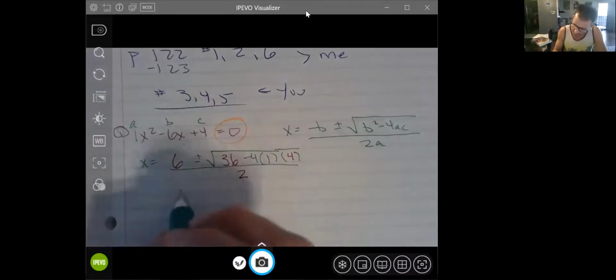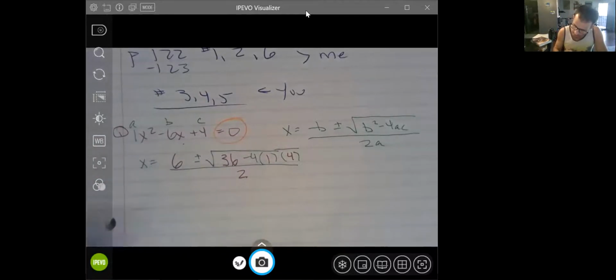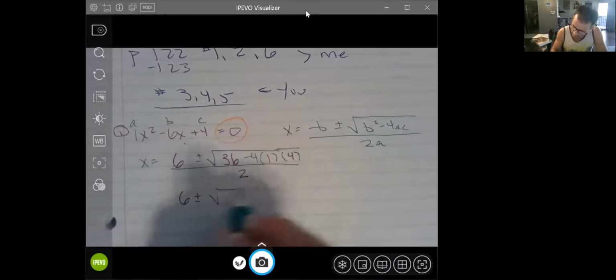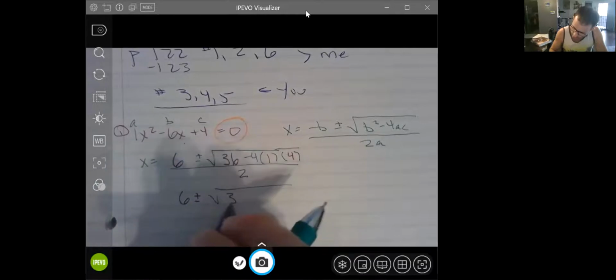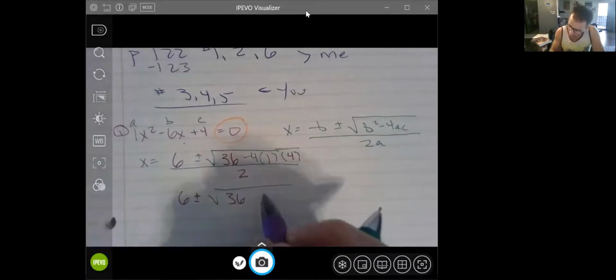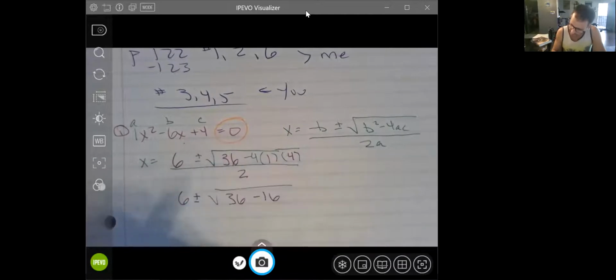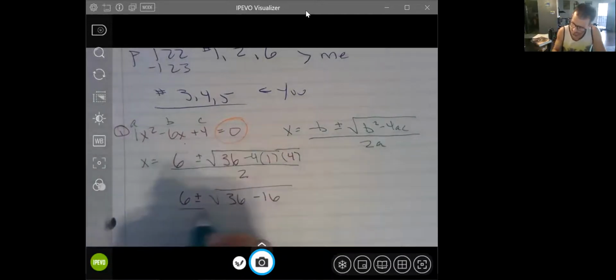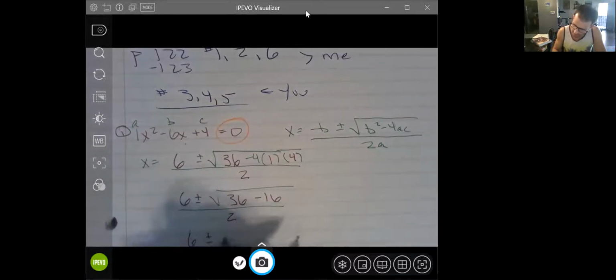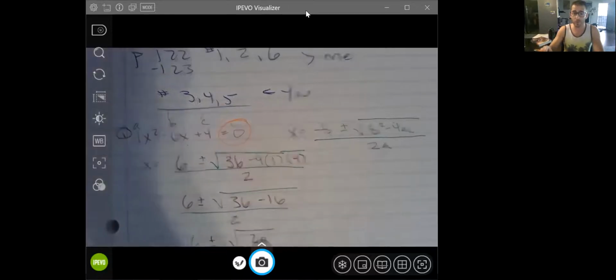We got to simplify. So we got 6 plus or minus the square root of 36. Notice I'm not simplifying much right now. 36 minus 16, all over 2. We're going to keep going. 6 plus or minus the square root of, what is that? 20 all over 2. Ooh, all right. 20 is one of those special numbers.